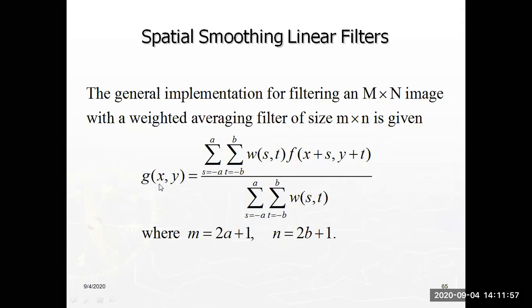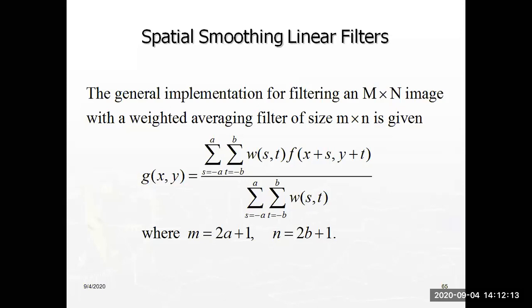So that is the meaning. Don't confuse: g of x comma y indicates the coordinate of the output pixel after processing the input pixel. What is the input pixel value? F of x comma y. What is the output pixel value? G of x comma y.